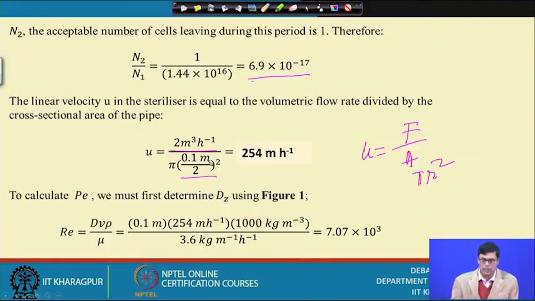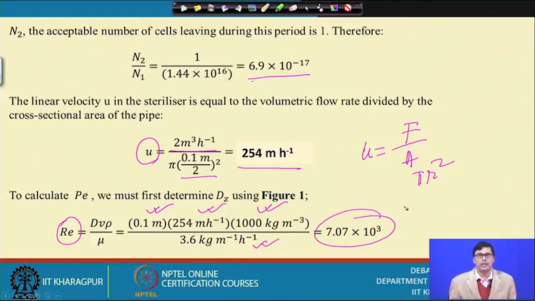If 0.1 meter is the diameter of the tube, the radius will be 0.1 divided by 2. If you do that, we will get 254 meter per hour, this is the velocity of the fluid. Now, if you know the velocity of the fluid, we can calculate the Reynolds number. What is the Reynolds number? D u rho by mu. You know that this is the diameter of the tube, this is the velocity of the fluid, this is the density, this is the viscosity. So, we can easily calculate the Reynolds number.